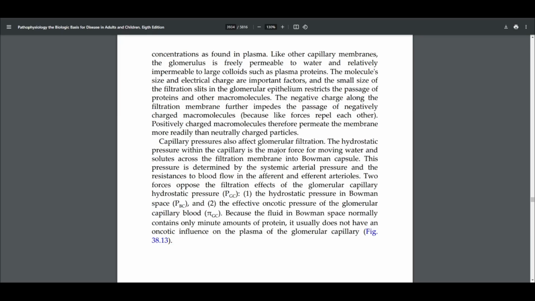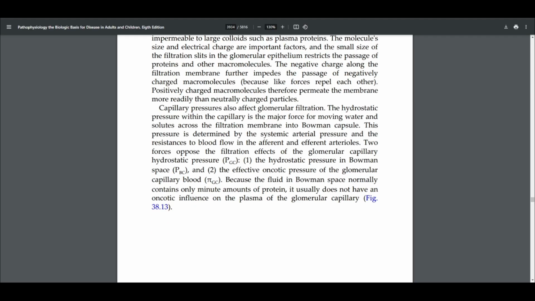The molecule size and electrical charge are important factors, and the size of the filtration slits in the glomerular epithelium restricts the passage of proteins and other macromolecules. The negative charge along the filtration membrane further impedes the passage of negatively charged macromolecules because like forces repel each other. Positively charged macromolecules therefore permeate the membrane more readily than neutrally charged particles.